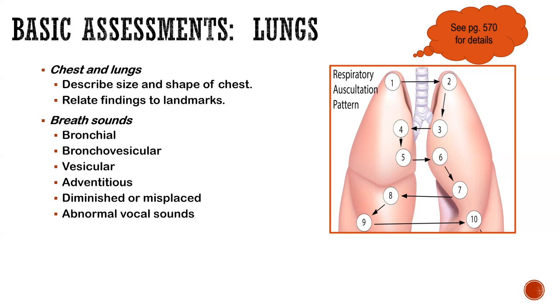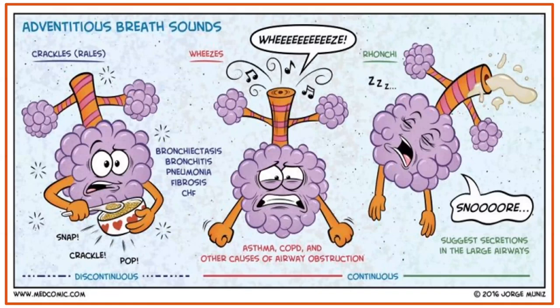The point of that is so that you are constantly listening to the same spot on opposite lungs, in the same area. So you compare the same spot on both lungs to see if one is worse or better than the other, okay? That's the really important part, and this is the correct way to assess lung sounds. And then here's a little fun picture on adventitious breath sounds, okay?